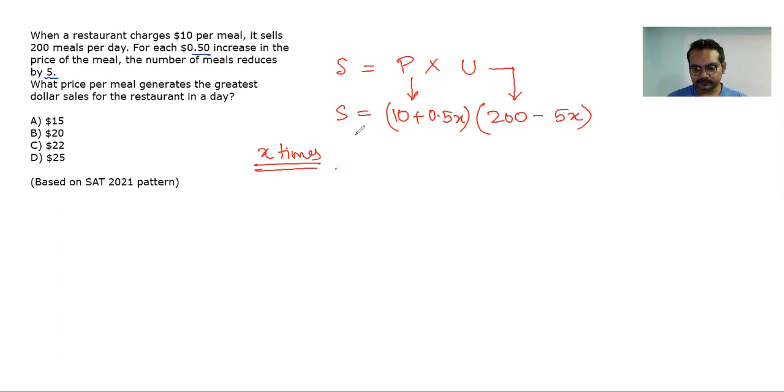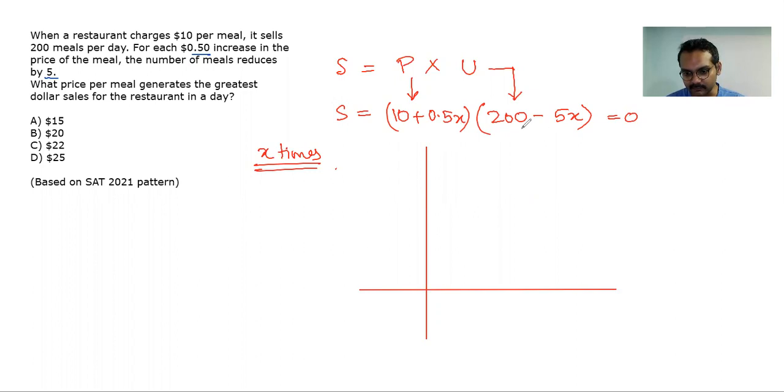So this is a quadratic, and it's a parabolic curve. Let me find its roots by setting the sales dollar value equal to 0. I would get 200 minus 5x equal to 0, giving me x equal to 40. And the other one would be 10 plus 0.5x equal to 0, giving me x equal to minus 20.